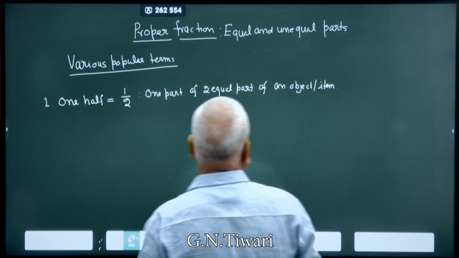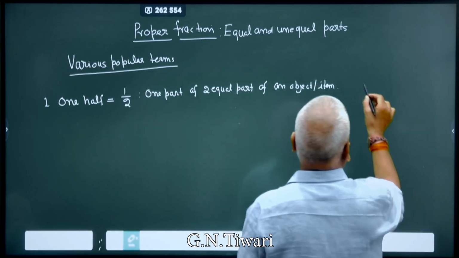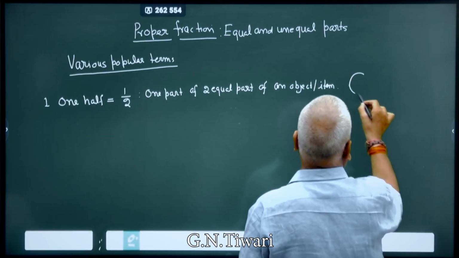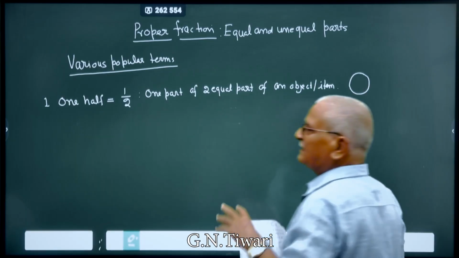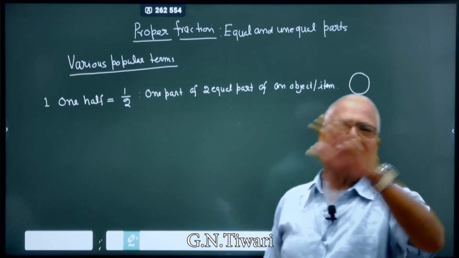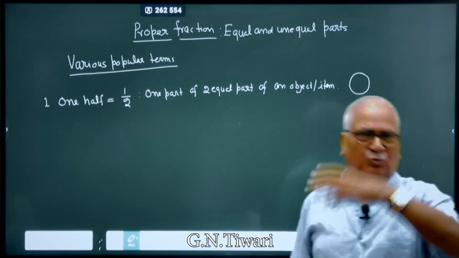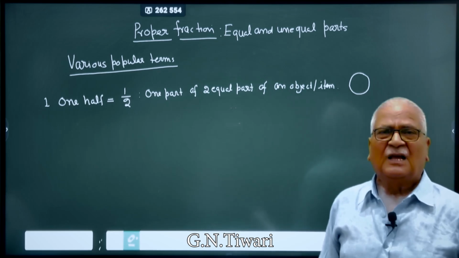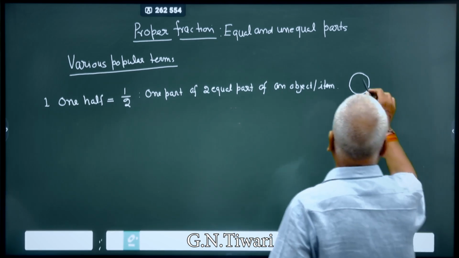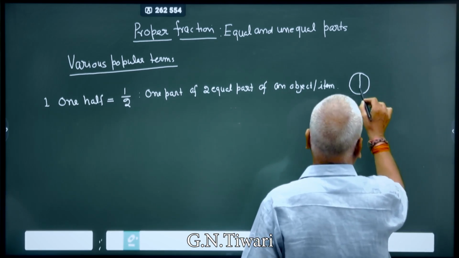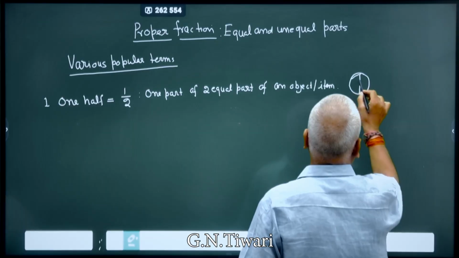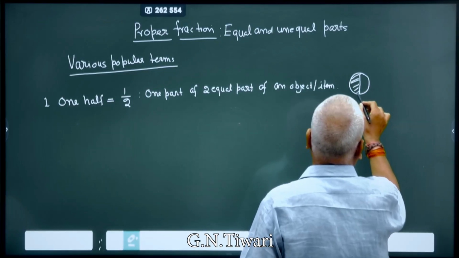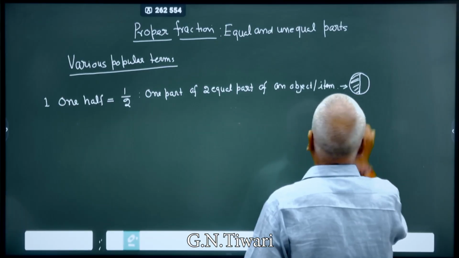This is very important. And for the figure you can take a circle, and this circle shape has many things. चपाती भी होता है, हमारे यहाँ पूड़ी होता है, कचौड़ी होता है, many circle shapes. So if you divide it into 2 equal parts, then this shaded part will be 1/2.